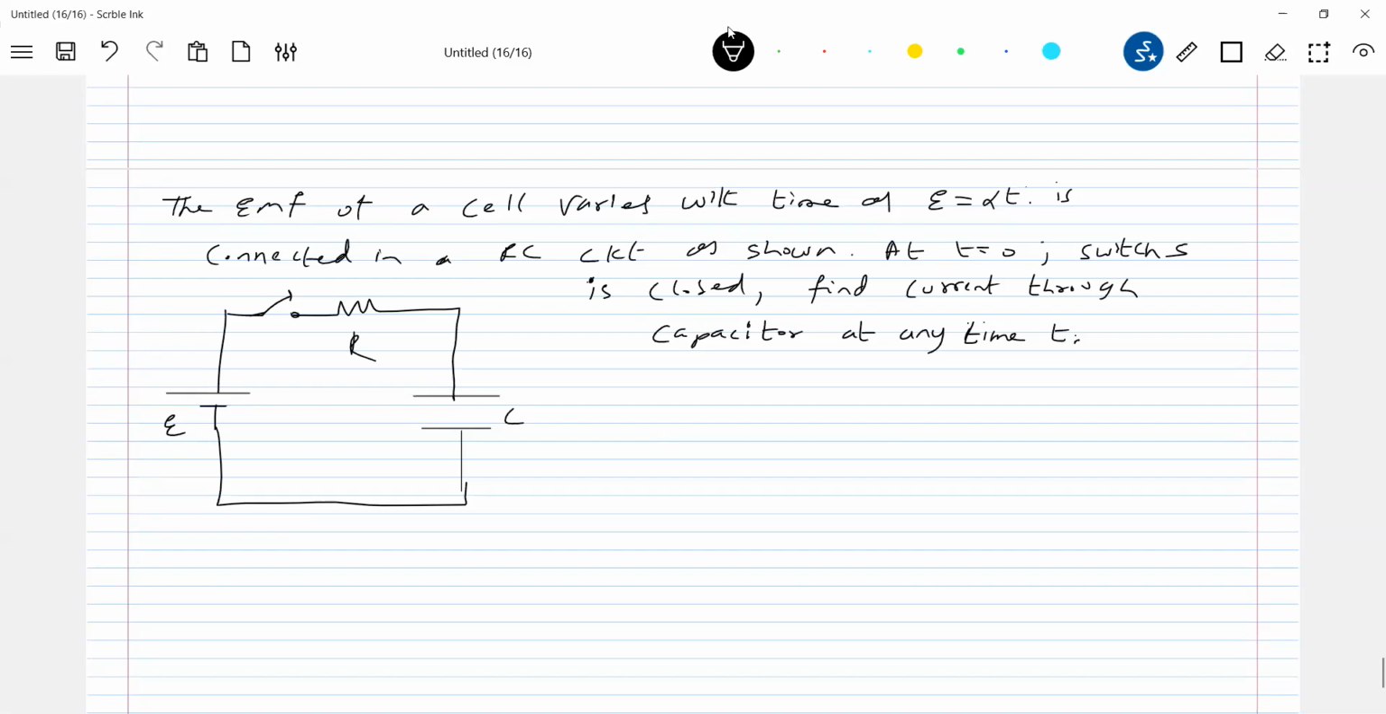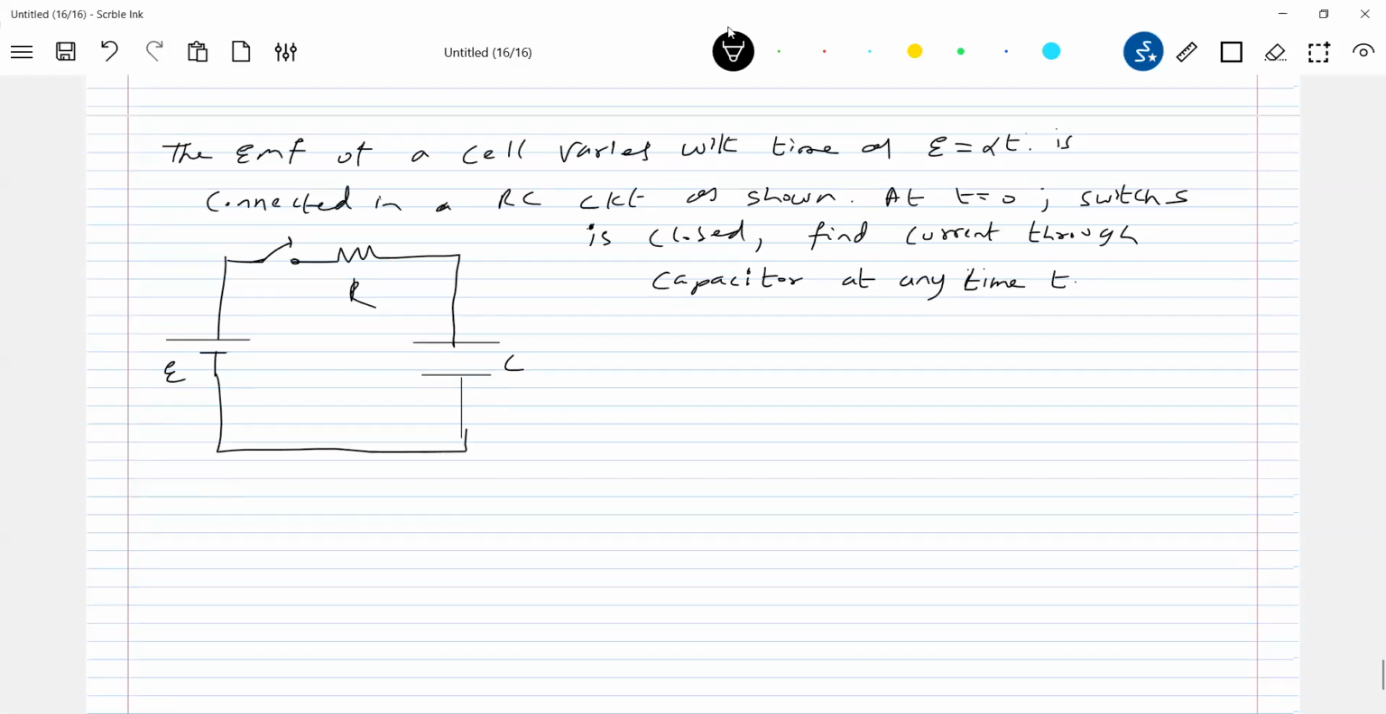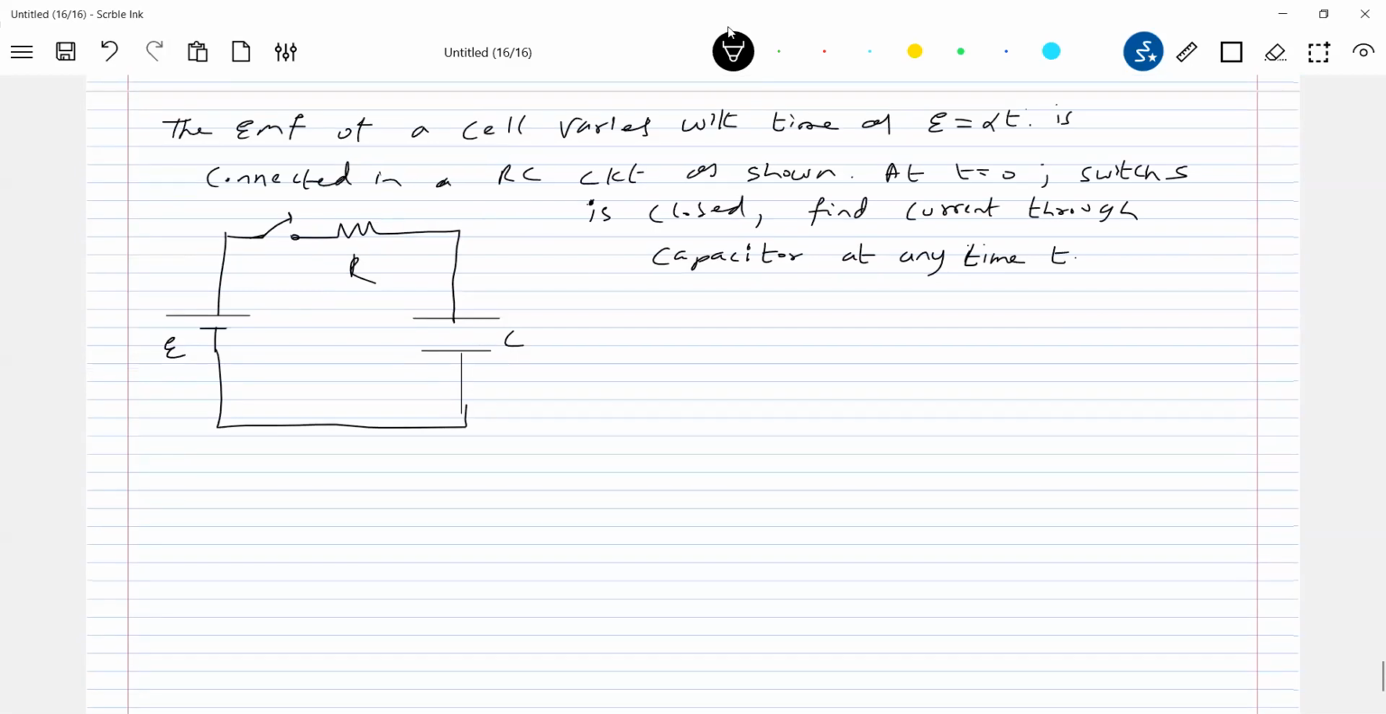Okay, sir. Tomorrow I'll discuss a few questions now. The EMF of a cell varies with time as E equal to alpha t. It is connected in an RC circuit as shown. At t equals 0, switch S is closed. Find the current through the capacitor at any time t. Look at the EMF of the cell. It varies with the time.